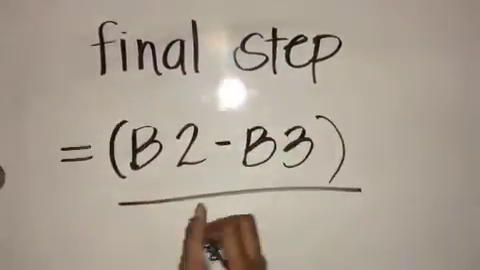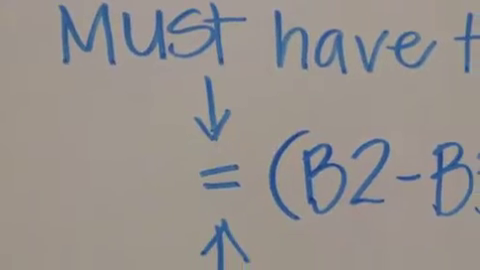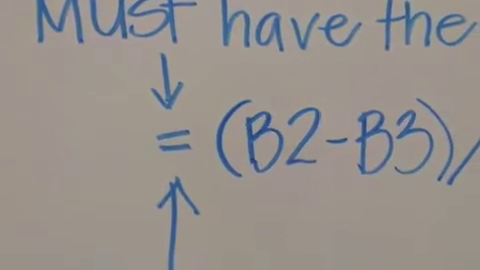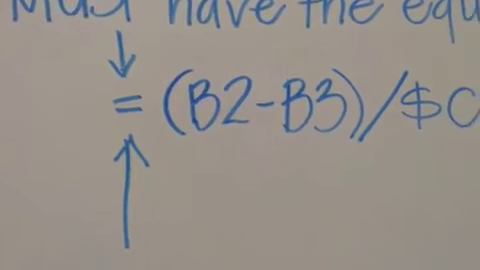Step 4. Your final and last step. You must have an equal sign before the equation. And that's how you write your equations in Excel.